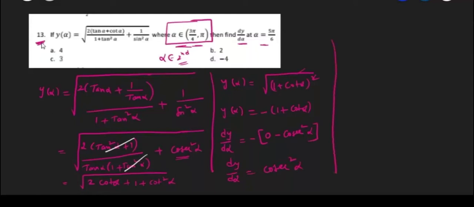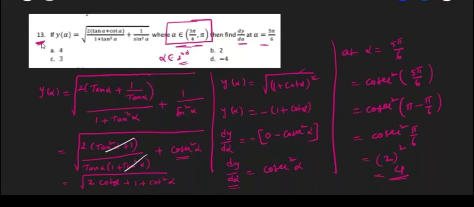But we have to find this dy by d alpha value at alpha is equal to 5 pi by 6. Now substitute here cosecant square 5 pi by 6. 5 pi by 6 means pi minus pi by 6, second quadrant. In the second quadrant, cosecant is positive, and anyway we have a square here that will become positive. So that is cosecant square pi by 6. Cosecant pi by 6 value is 2. 2 whole square, 2 square value is 4. So now the answer is 4. Which option? First option, option A.